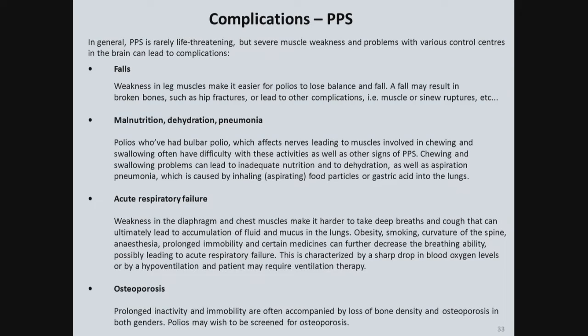Osteoporosis. Prolonged inactivity and immobility are often accompanied by loss of bone density and osteoporosis in both genders. Polios may wish to be screened for osteoporosis. Possible therapies. The following individual therapies may be applied.